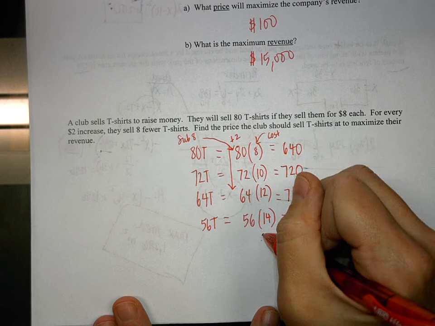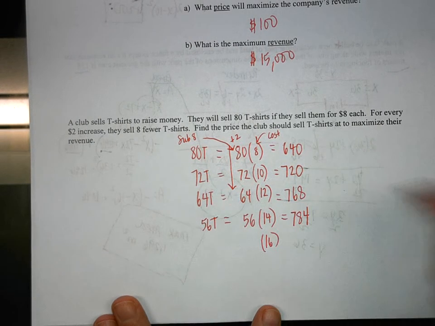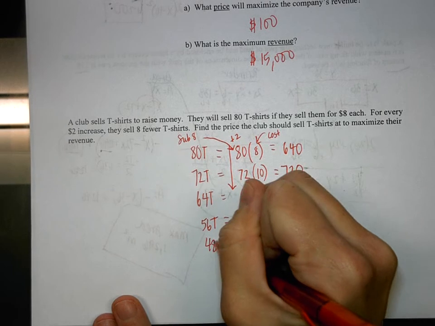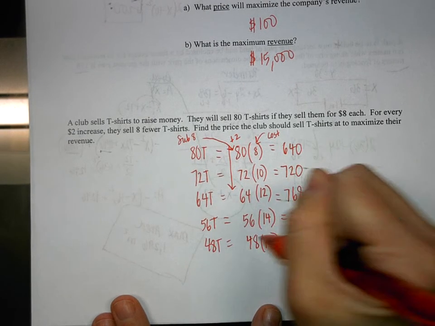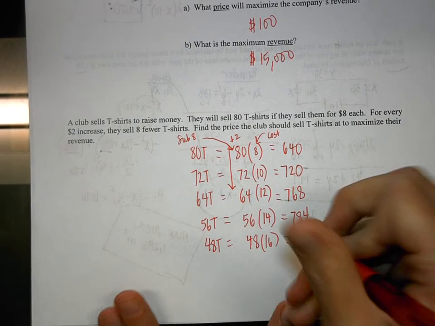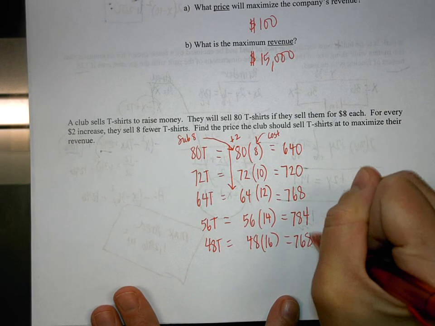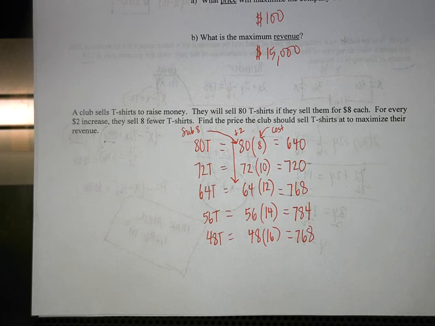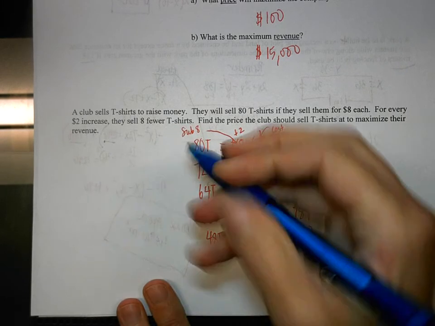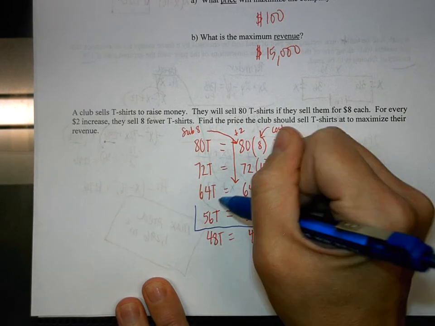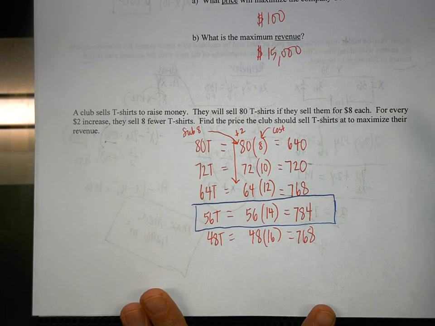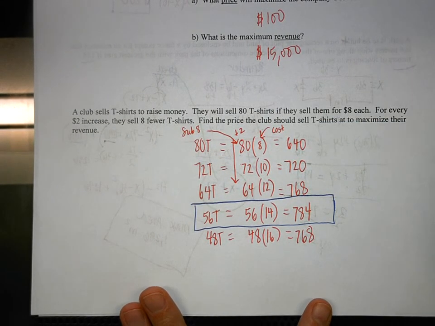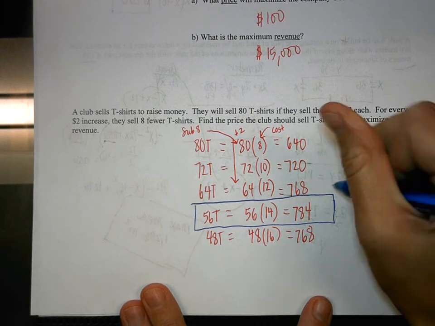Okay, so let's go again. We get $16, but 56 minus 8 is 48 t-shirts. So we go 48 times 16, and if you plug that into your calculator, you get 768. So right there, I'm going to stop because now my revenue is going down. So this is my maximum. Okay, and so it says find the price the club should sell the t-shirts to maximize the revenue. So my answer is $14.